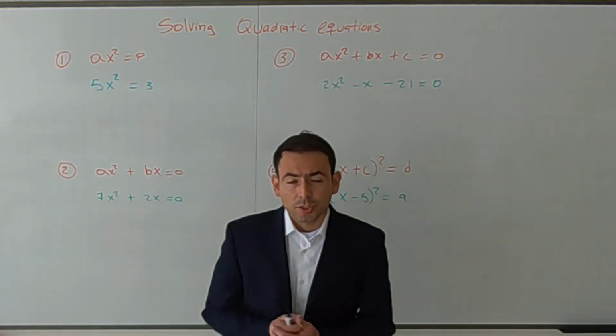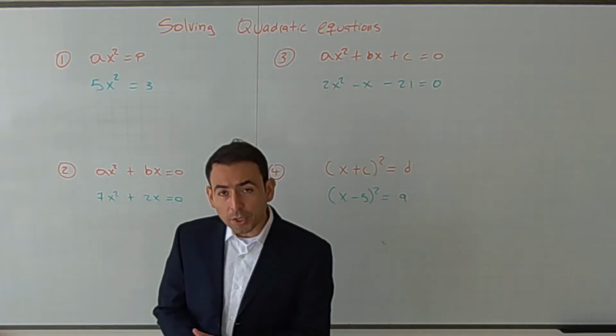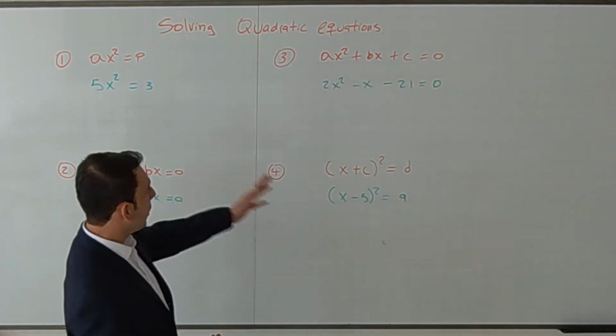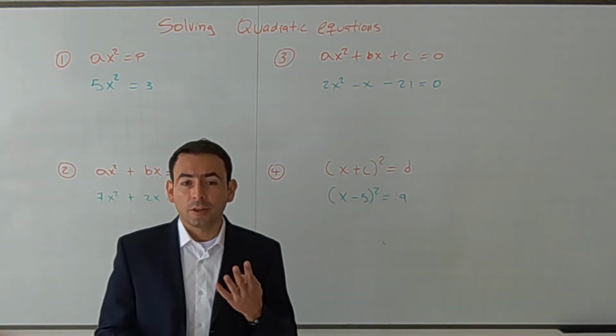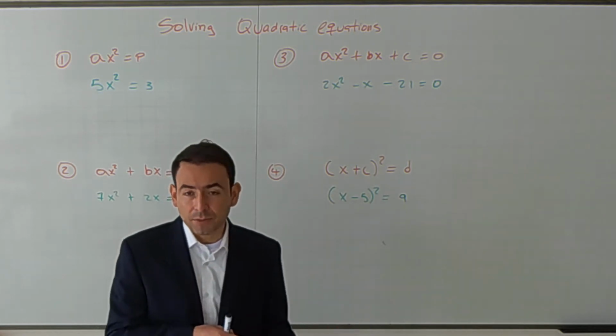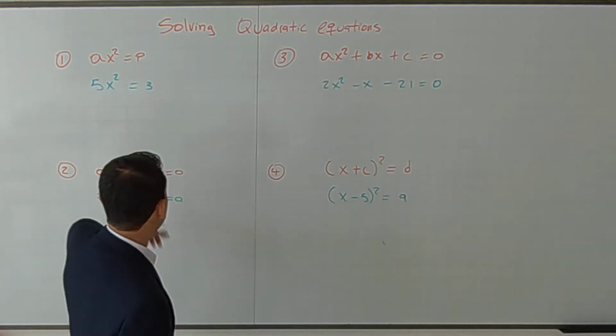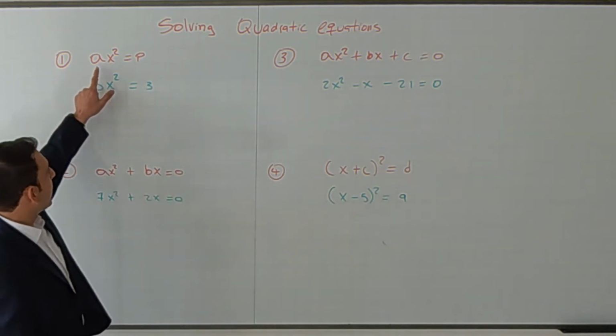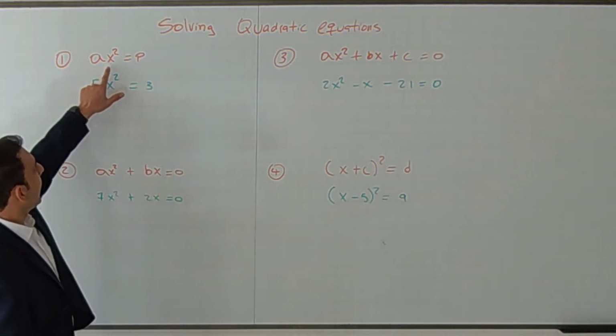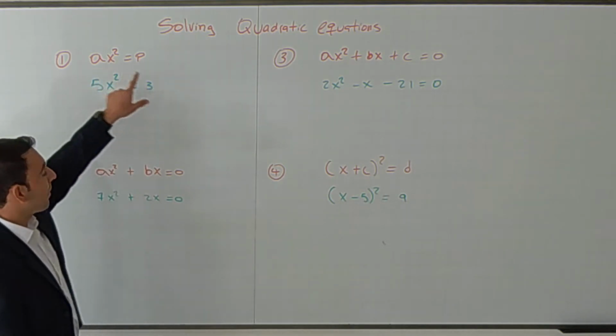Hi guys, today we are going to solve quadratic equations. Then I bring here to the class four different types of quadratic equations, or four different forms to represent quadratic equations. Okay, the first one is quadratic equation of the type ax squared equals p, where x and p represent any number.